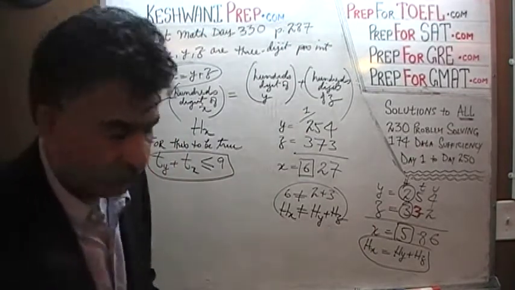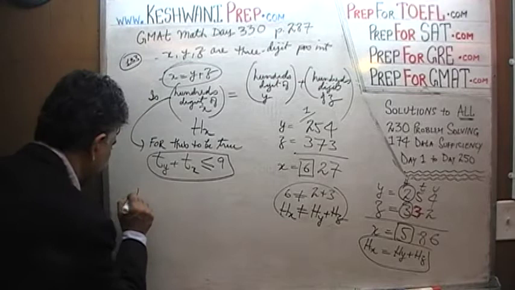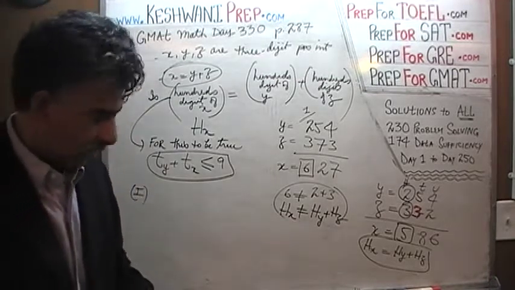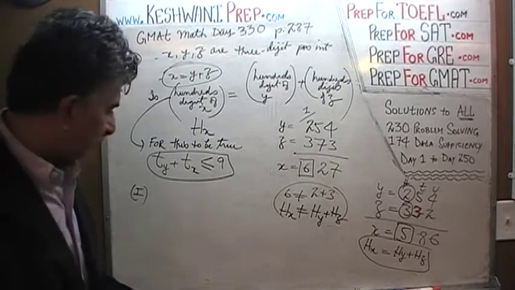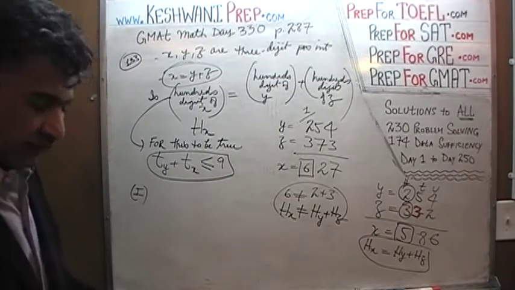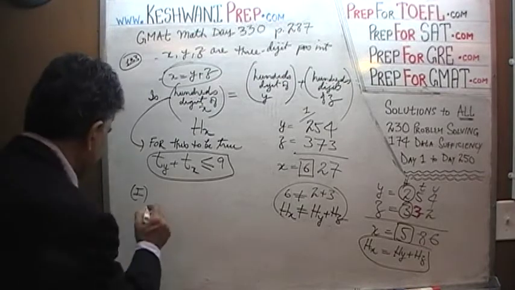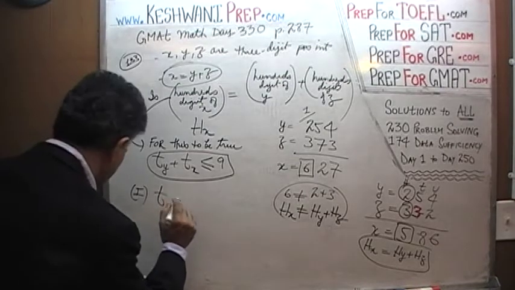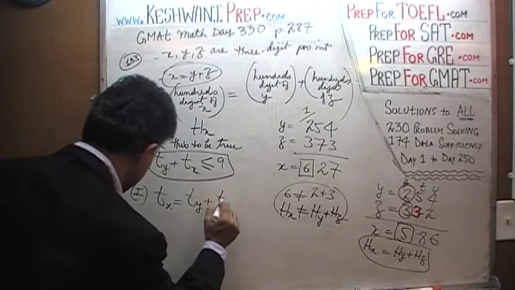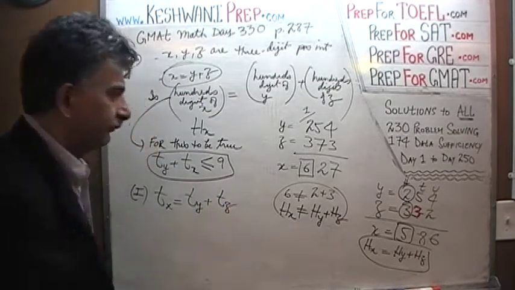So let's see what they tell us now. Statement number one. Let's see what they tell us in statement number one. Oh, what do you know? What do you suppose they tell us in statement number one? They tell us that the 10 digit of X is equal to the 10 digit of Y plus the 10 digit of Z.